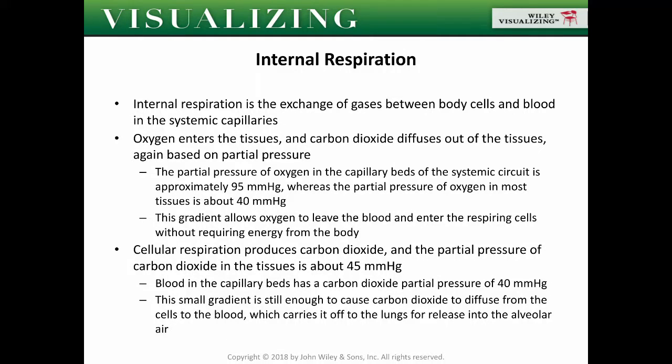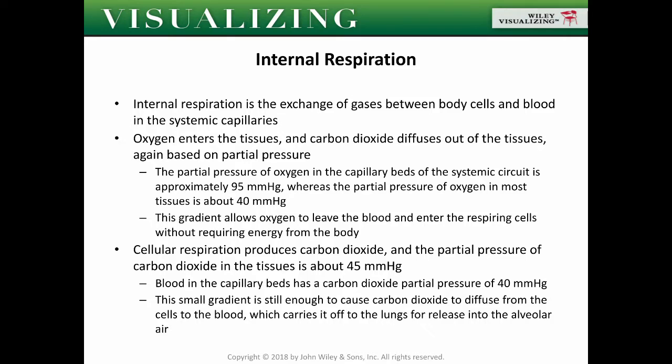Now let's move on to the third and last part of this lecture. In the previous part, we discussed external respiration. Now we will discuss internal respiration. Internal respiration is basically the exchange of gases between the body cells and the blood in the systemic capillaries.